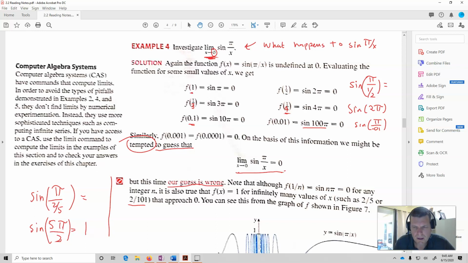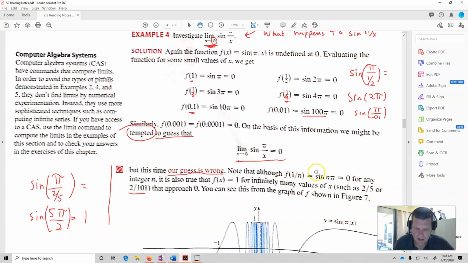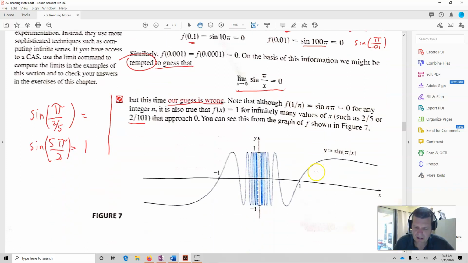Really? Well, why is that? You might want to ask yourself, well, why is that the case? Okay. You can see that from this graph of f shown in figure 7.